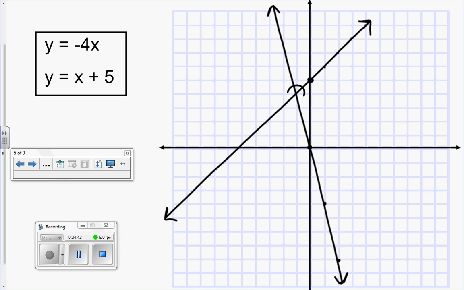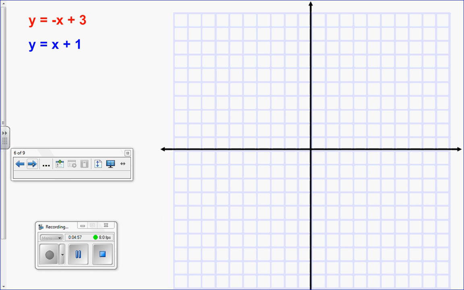And so the point where they cross is right there. What is that coordinate point? Well, it's negative 1 on our x-axis. I go over, and then I rise 4. So it's at negative 1, 4. Try this one: y equals negative x plus 3, and y equals x plus 1.